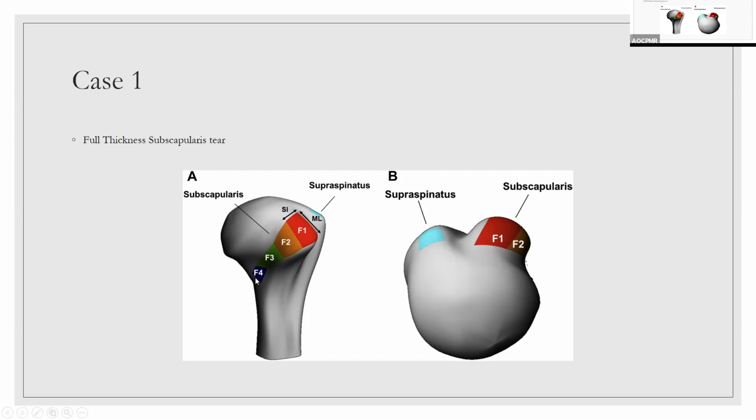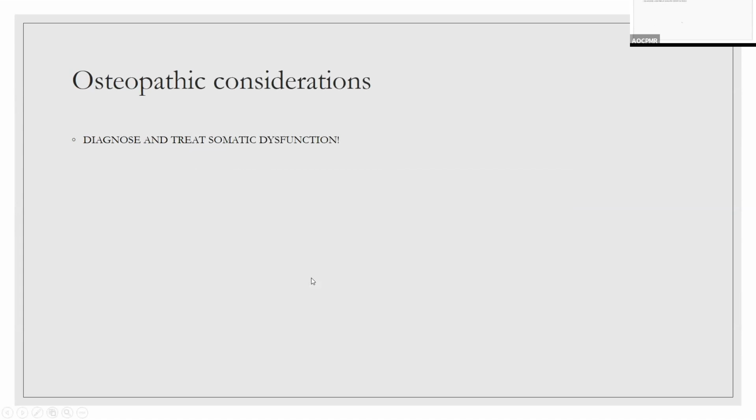So if you're giving somebody a diagnosis, oh, I had a complete tear or I had a full thickness tear, you guys are becoming physicians. You should start to be better able to distinguish what the difference is. You can have full thickness complete, but you can have full thickness incomplete tears. In this case, it was a full thickness incomplete subscapularis tear.